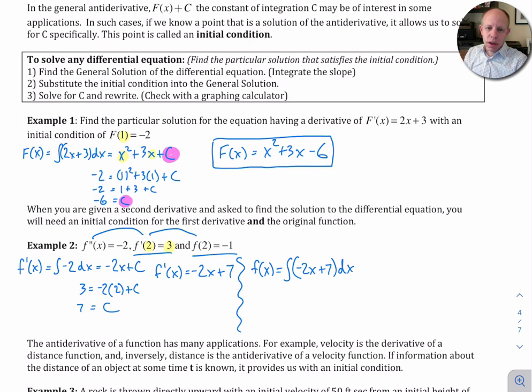All right, and so we're going to go ahead and figure this out. So negative 2x raised to the power 1, be squared divided by 2. So it's really negative x squared. And then 7 will turn into 7x. And we have plus c.